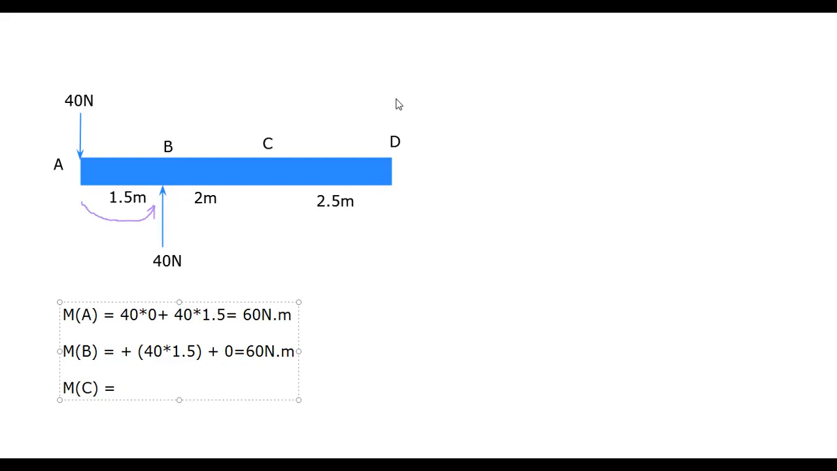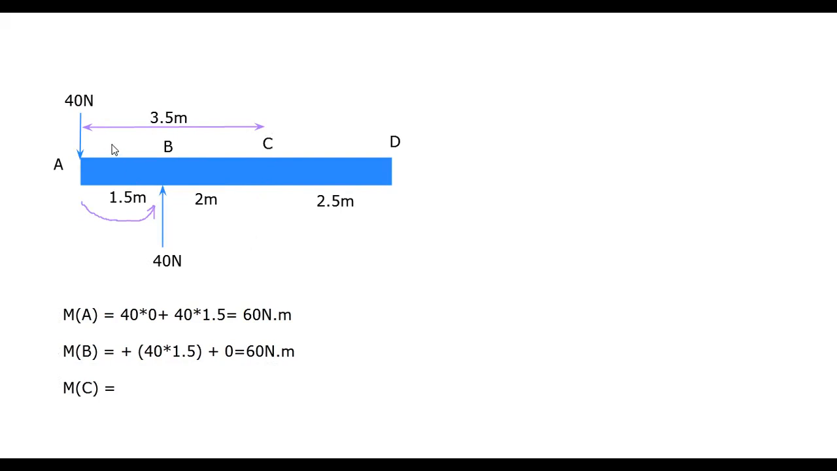So for calculating the moment at point C, first of all, consider the force 40 Newton multiplied by the distance at the point C. Now this distance will be how much? Up to point C, the distance will be 2 plus 1.5, that is equal to 3.5 meter. 3.5 meter will be the distance here.